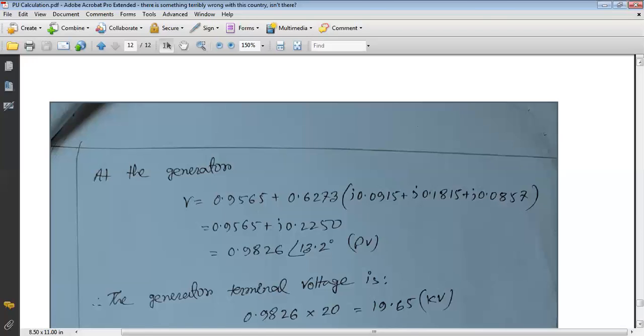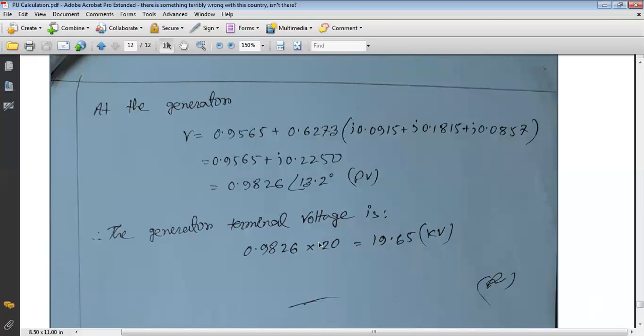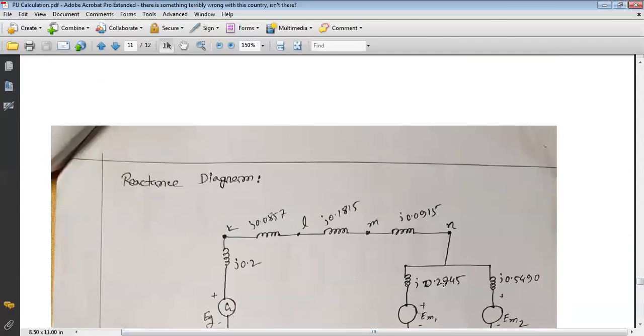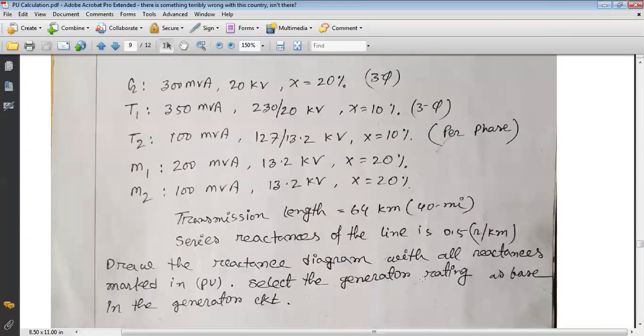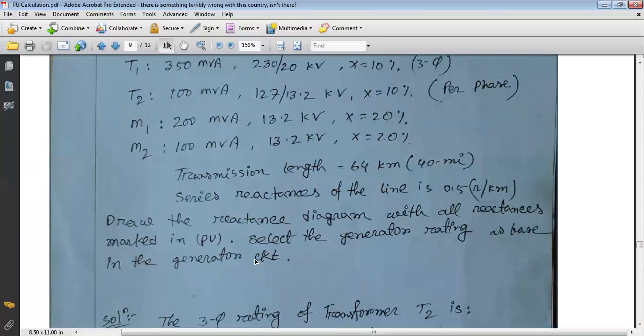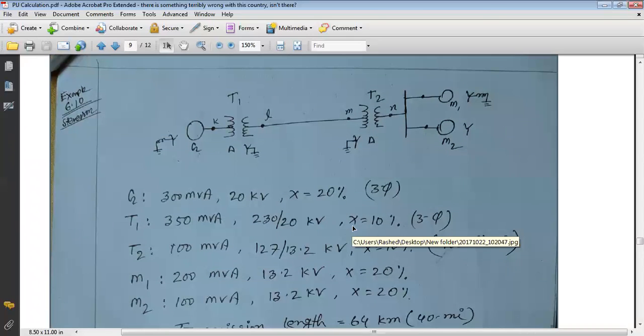To convert the per unit to real unit, we have to multiply this value with the base or reference value, and our base or reference value is 20 kilovolt. When we multiply this with 20 kilovolt, the generator terminal voltage is 19.65 kilovolt. One thing you should remember is that we multiply by 20 kilovolt because it is the base value. But it's not because 20 kilovolt is given in our question. The reason is that at the generator circuit, the new base is 20 kV. That's why we multiply by 20 kV as our new reference value.